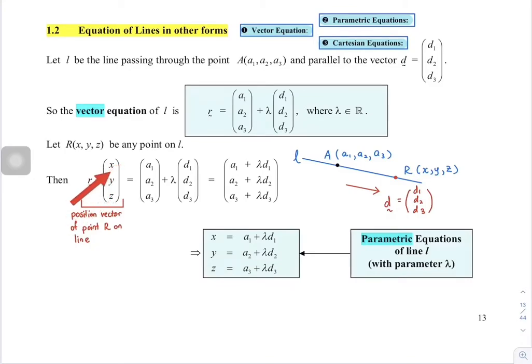And this can be broken into the individual components along x, y, and z as what we see down here. So in this case, from the first line, we get x equals a1 plus lambda d1, y equals a2 plus lambda d2, z equals a3 plus lambda d3. The format that you see here for the equation of line is called the parametric equation. The reason that this is called the parametric equation is because each one of the components in this equation contains the parameter lambda.